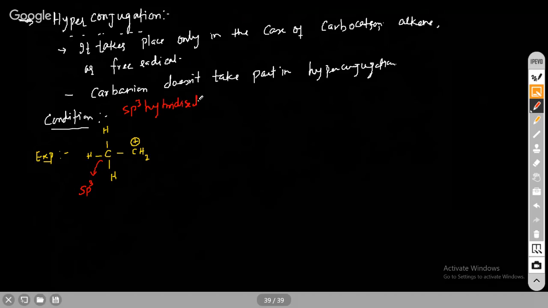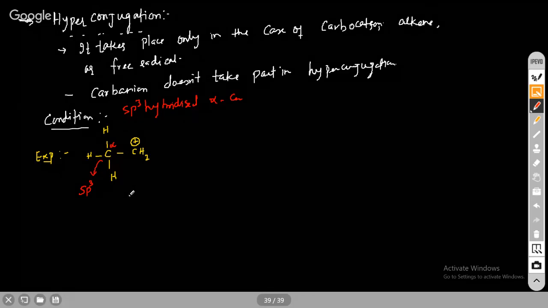That would be better. Hybridized alpha carbon. So this is the carbocation and this position is the alpha position. This is the alpha carbocation. So when an sp3 hybridized alpha carbon contains at least one hydrogen atom, then hyperconjugation is possible. First thing is this, right? When an sp3 hybridized alpha carbon contains at least one hydrogen, then hyperconjugation is possible.